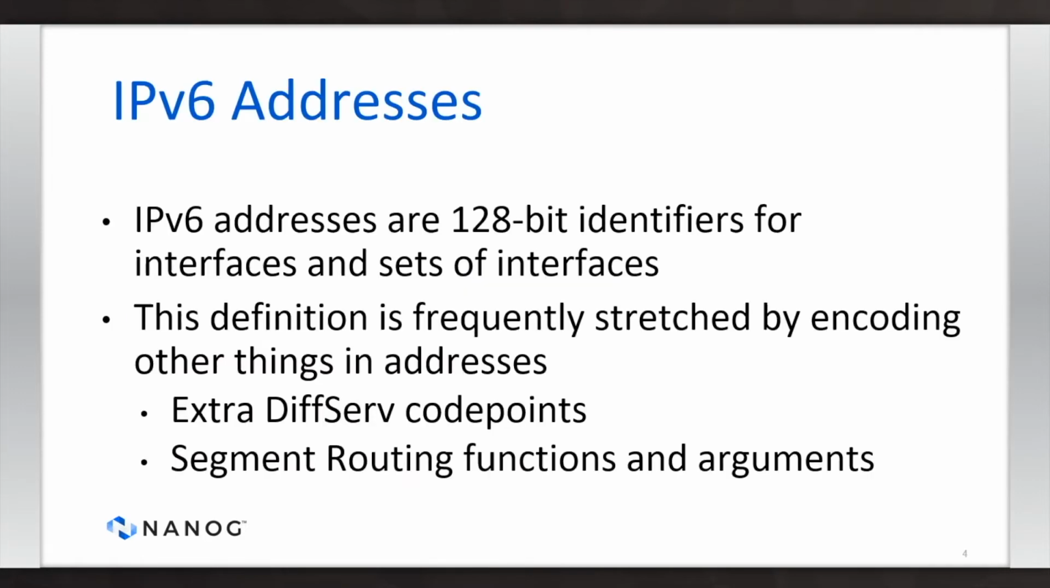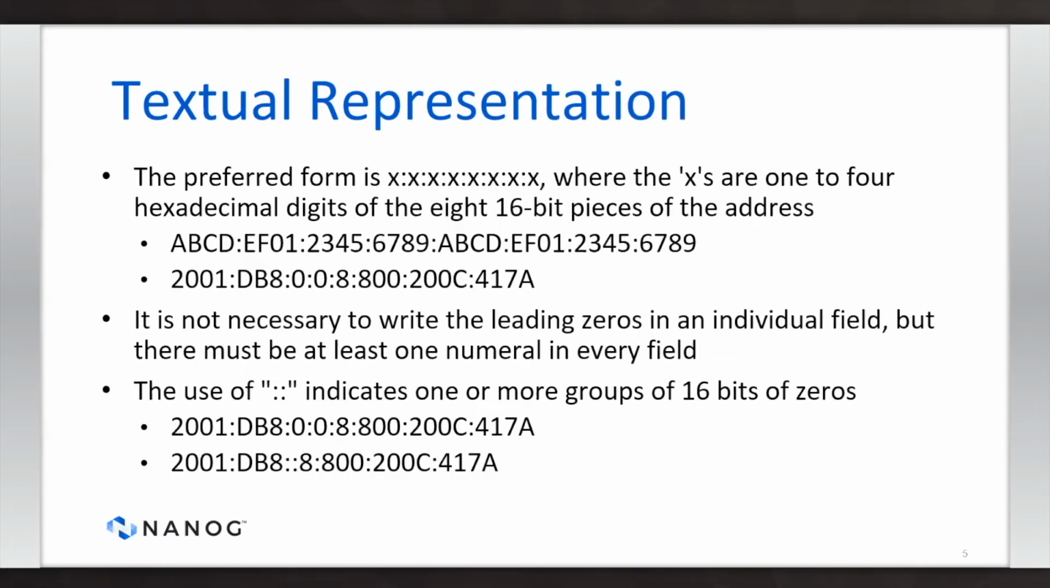An IPv6 address is a 128-bit identifier for an interface or a set of interfaces. This definition is frequently stretched by encoding other things in the address. For instance, I've seen additional diffserv code points encoded in an address. We've seen segment routing functions and arguments encoded in an address. But the canonical definition is an identifier for an interface or a set of interfaces. Now, a 128-bit address is pretty intimidating. How do we write them down? How do we remember them?